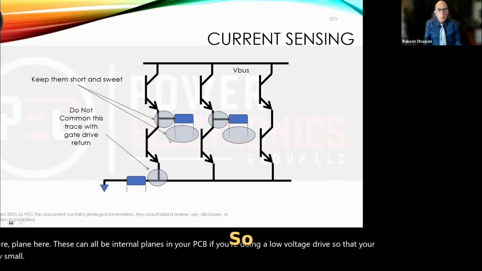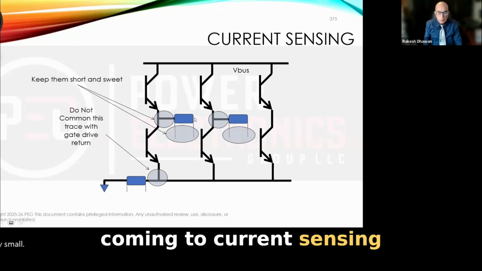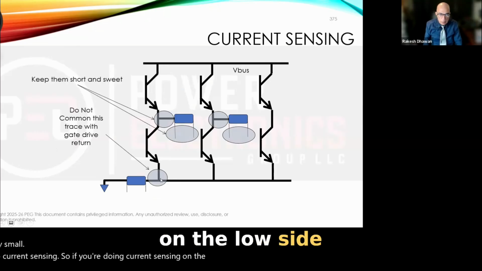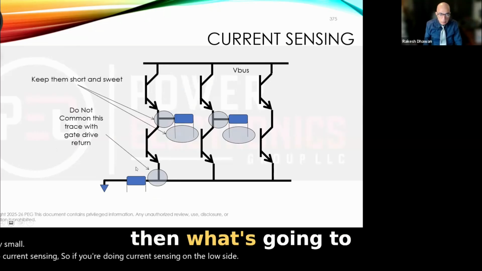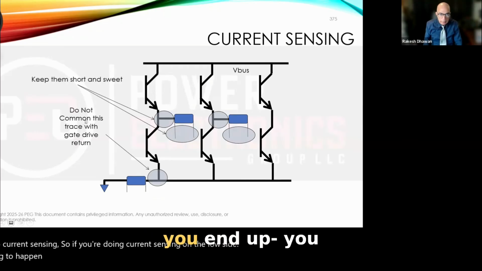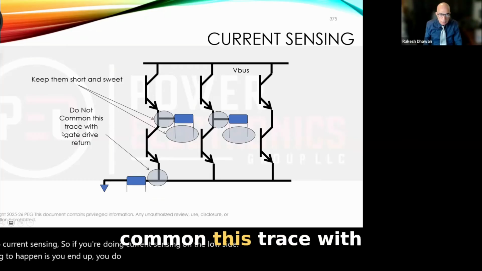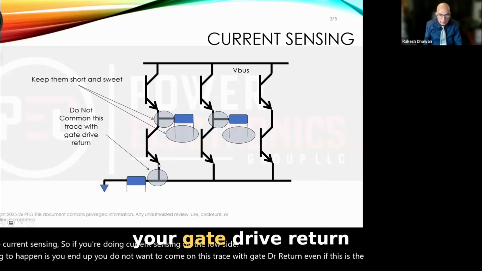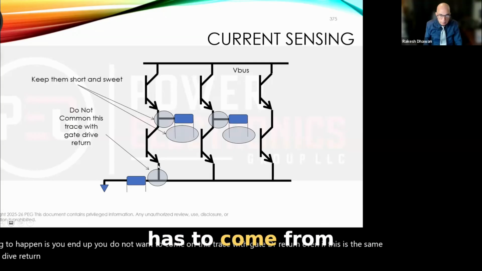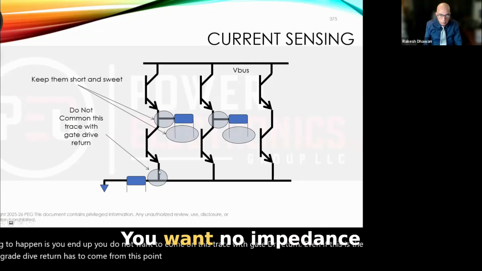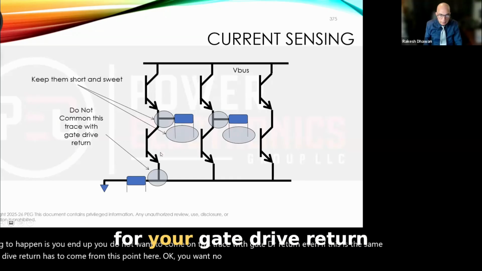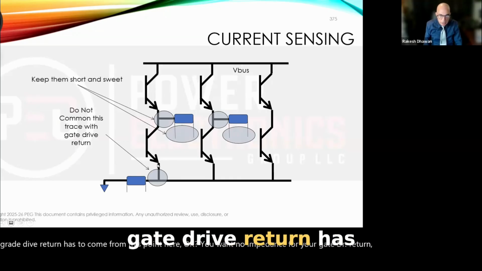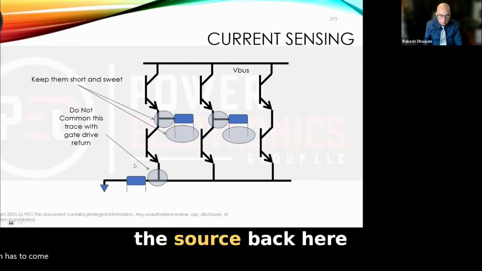Okay. So coming to current sensing. If you're doing current sensing on the low side, then you do not want to common this trace with gate drive return. Even if this is the same point, your gate drive return has to come from this point here. You want no impedance for your gate drive return. So gate drive return has to come right from the source back here.